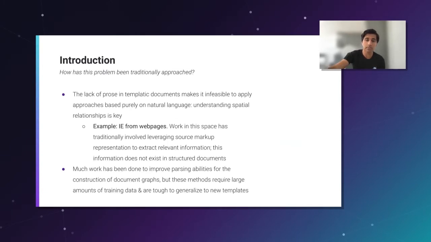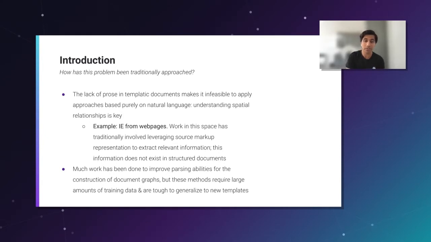So traditionally, this problem has been approached in a few interesting ways. The lack of prose in template documents makes it infeasible to apply approaches based purely on NLP. One might imagine one way to do this, if the invoices were all paragraphs, would be to extract the text from the invoices and train some sort of a representation learning model. BERT comes to mind, to extract relevant answers for certain questions you might ask about the document. But without a lot of prose, it's hard to use purely natural language-based approaches to solve these problems. So understanding spatial relationships is pretty important.